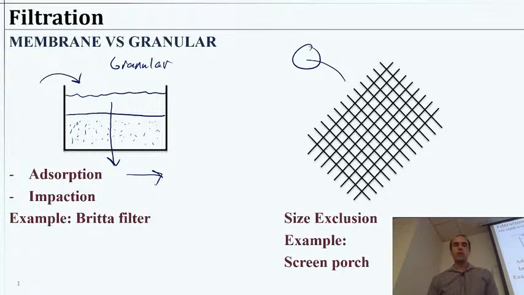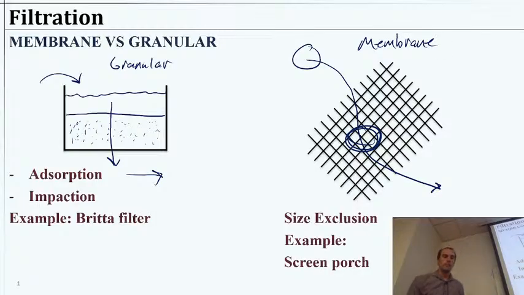If we have a particle trying to go through, the water will go through, and then the particle will get stuck on the surface. That's a physical size exclusion that's happening in general for membrane filtration.